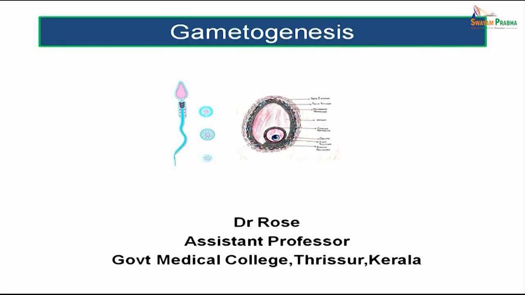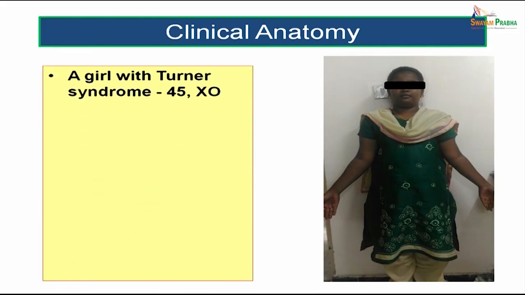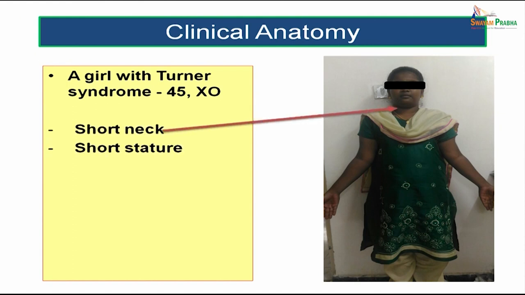Before moving on to the topic proper, this is a girl with Turner syndrome. We all know the karyotype of Turner syndrome. It is 45,XO. What happened to the extra X chromosome? It is missing there. Because of that, she is having a short neck, a short stature, and she is also suffering from cubitus valgus.